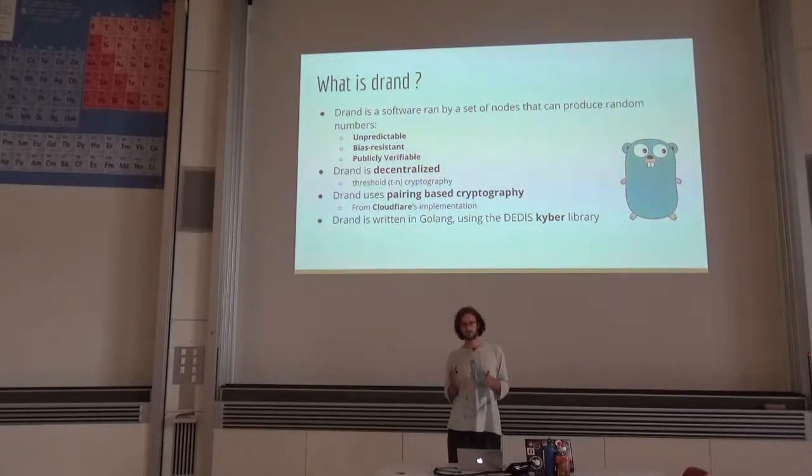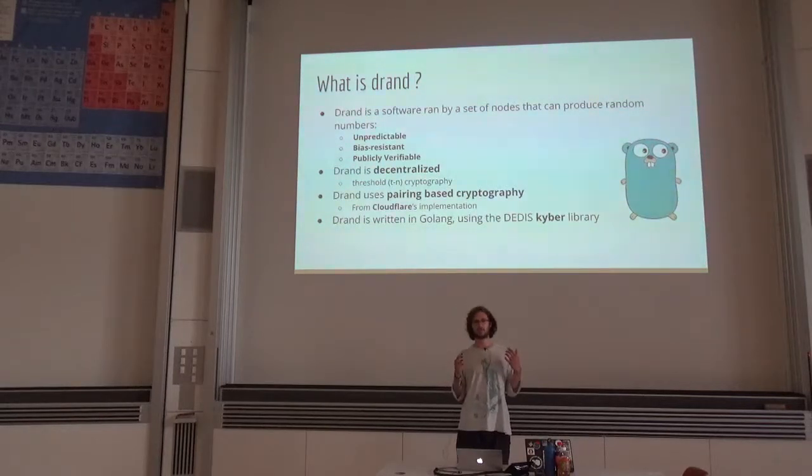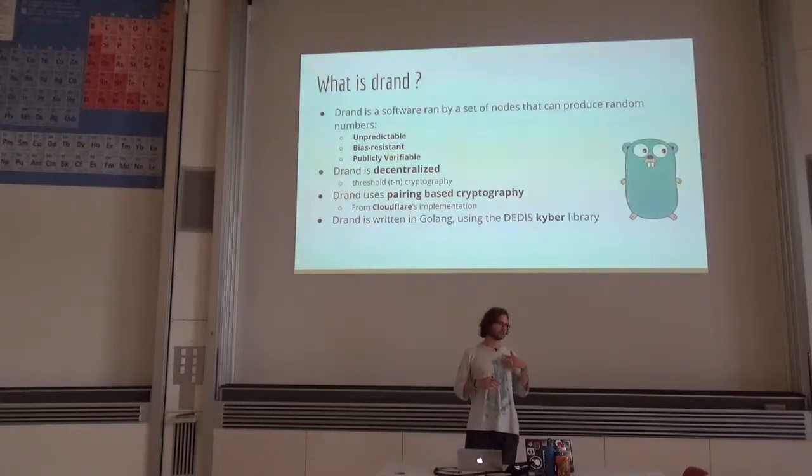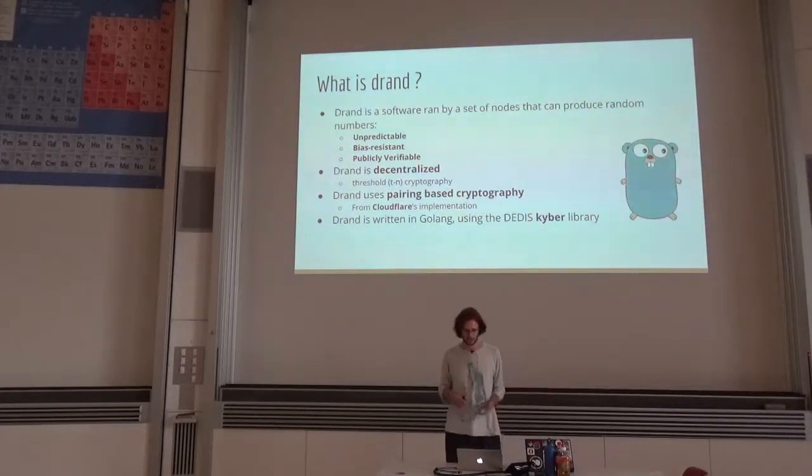So pairing-based cryptography is a new type of cryptography. Basically, it uses a mapping between two groups to produce a third group, to map from two points in two groups to a third point in a third group, and it allows us to do some new fancy cryptographic constructions. It has a lot of potential for new cryptographic schemes.